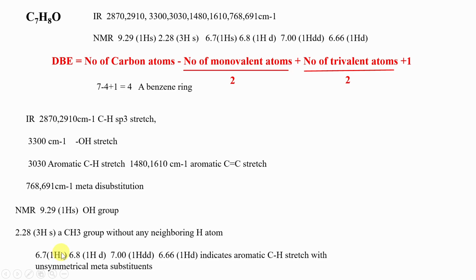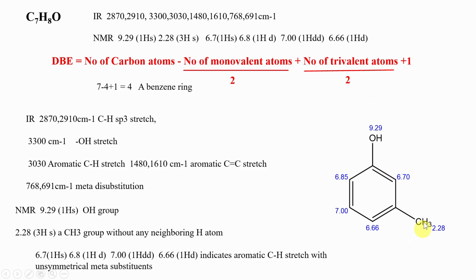That is why the four aromatic carbon hydrogen bonds are unsymmetrical, and hence give 4 signals, because the meta substituents are different. Okay, by considering all these data, we can assign the structure for this molecule as this. It is nothing but metacresol.